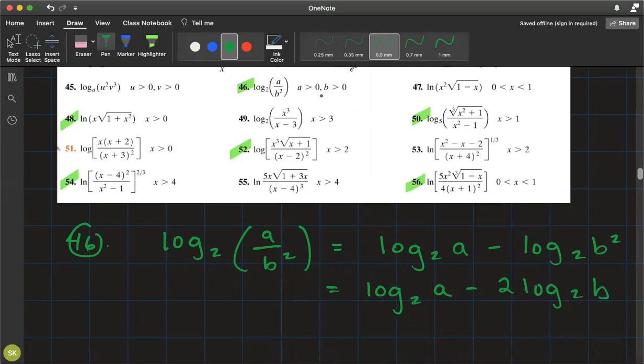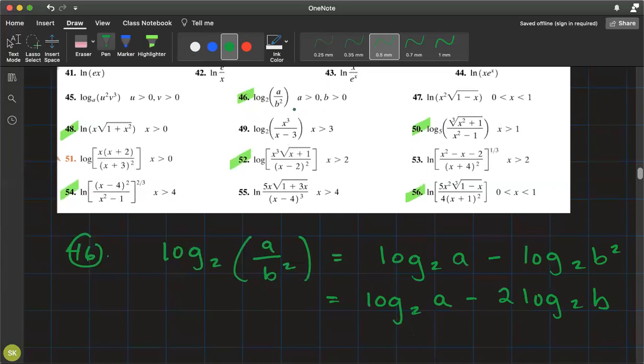And this is where that domain issue comes into effect. Although b squared is always positive, remember that if you take a 2 in the front, what has to be left here has to be positive in order to take the log of it, because the domain of a log is greater than 0. So this can't be a negative number, which is why they're putting that here.